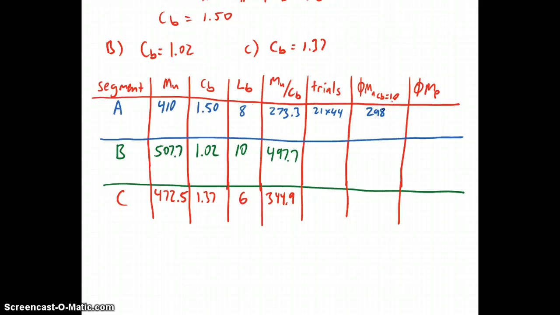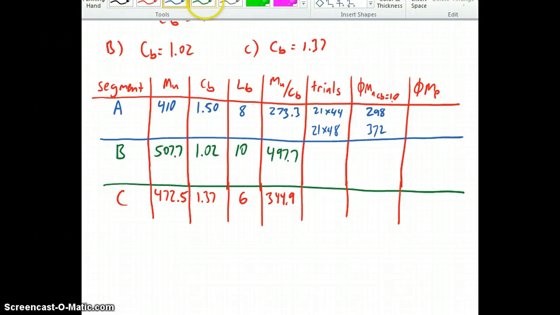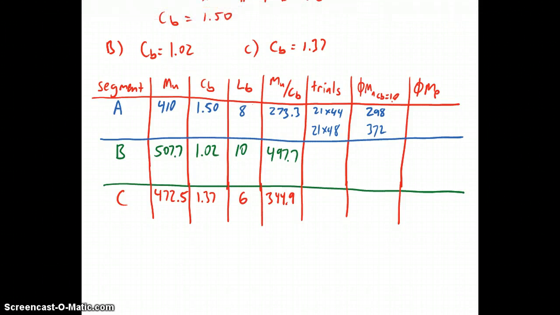If I were to continue up along the 8-foot unbraced length, the next solid line I would hit is from a 21 by 48. And while I'm here on table 3-10, I like to get 2 trials per segment in case one turns out to not work. And this 21 by 48, the phi Mn off of table 3-10 is 372. Likewise, I can go in and look at the other segments with the MU over C sub B and the unbraced length and pluck off these trial shapes.